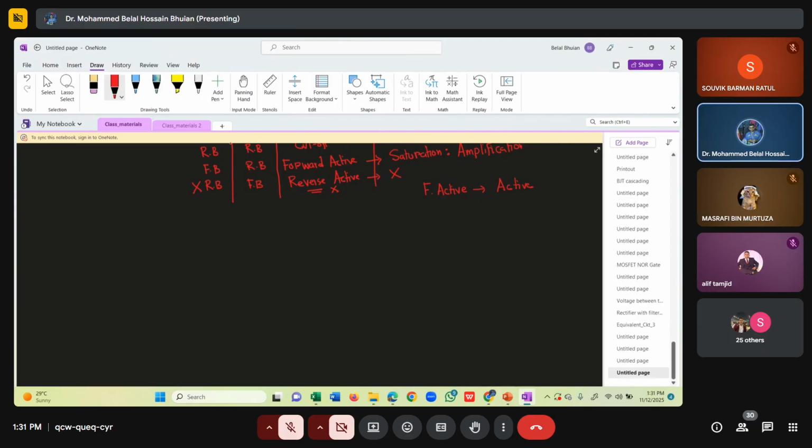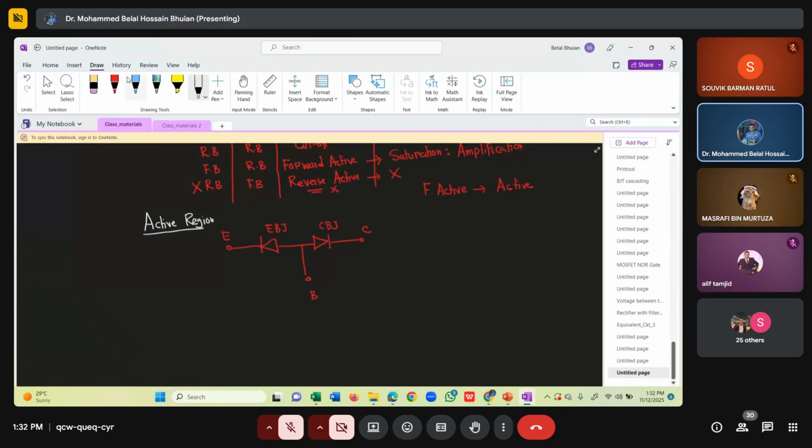Okay, so let's say we have a BJT represented in its approximate model. Let's say emitter, base, collector. This is the emitter to base junction. This is the collector to base junction. I want to see the active region. What happens in the active region?